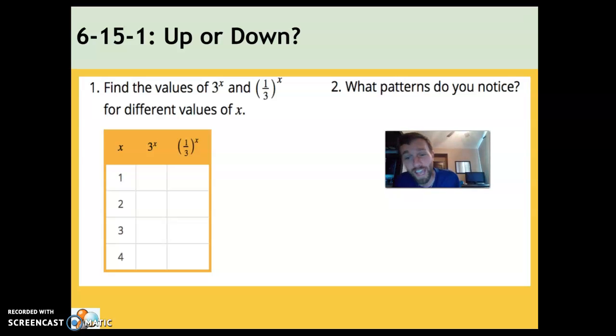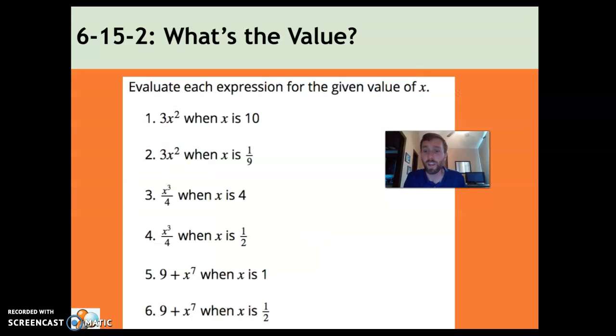Oh, it's 1 as well. Yeah. So you see, any number to the 0 power is equal to 1. You guys already knew that, though. All right, let's go to the next slide. And the next slide. Oh, here we go.